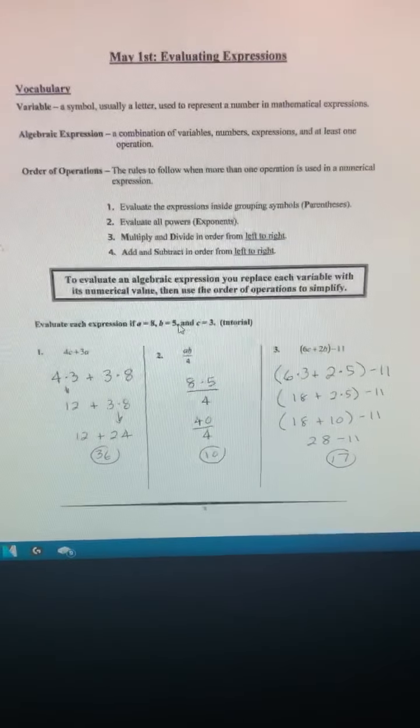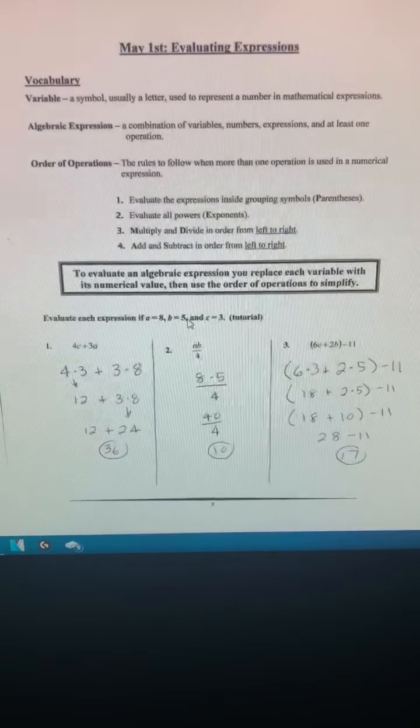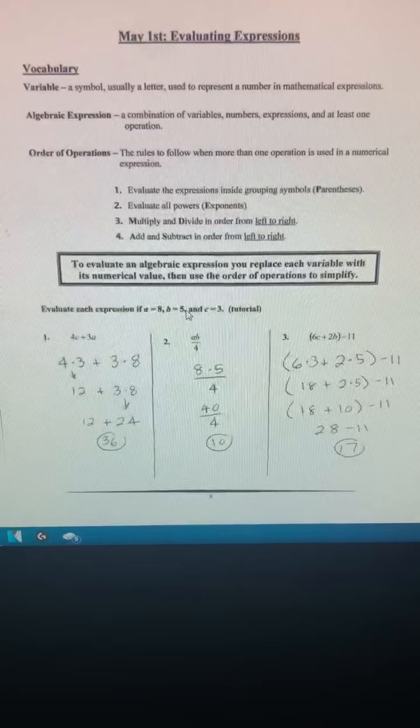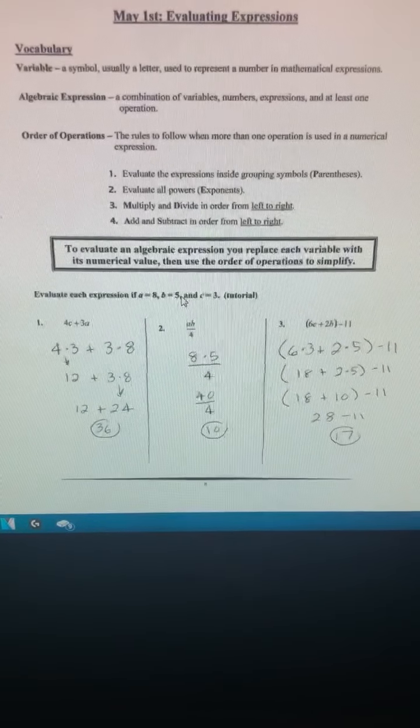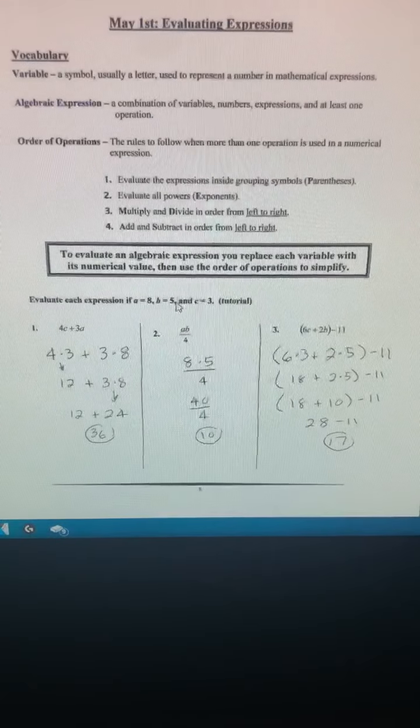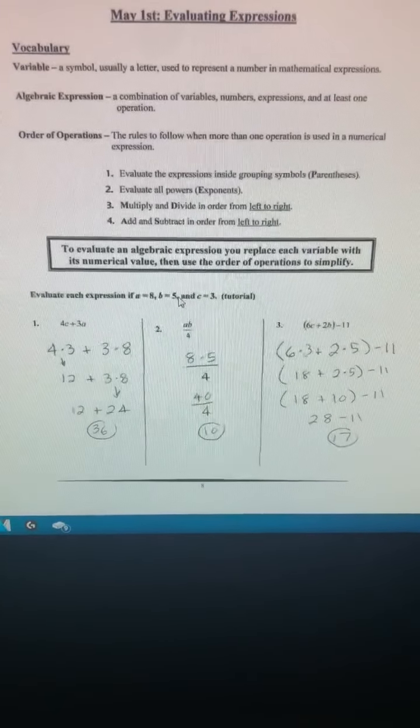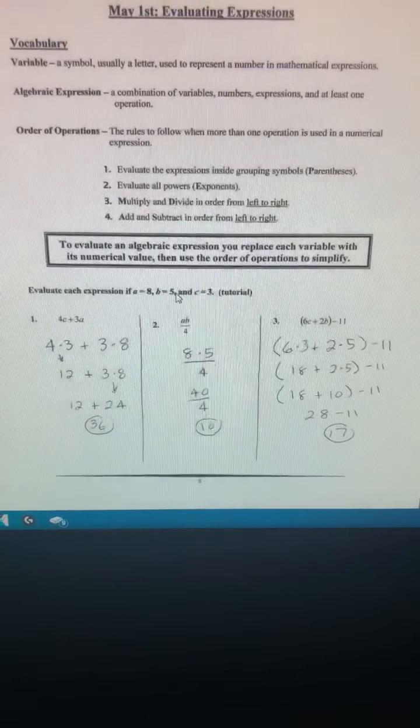An algebraic expression. All three of these things at the bottom, like for number 1 it says 4c plus 3a. That's an algebraic expression. There's no equal sign. There's an operation going on, combination of variables and numbers. That's an algebraic expression.